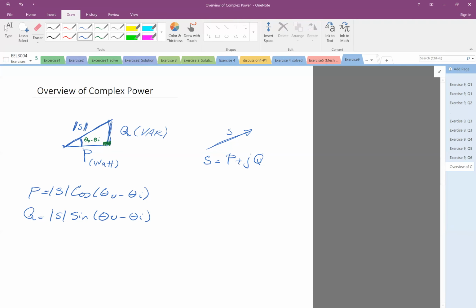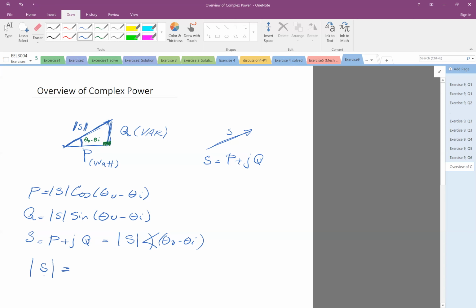And also another notation for S: as I mentioned, it's P plus jQ, which is Cartesian. In terms of polar, you can say magnitude of S times the angle. If you look at this angle, it is theta V minus theta I. So the phase of S is basically theta V minus theta I. And it's also very helpful to remember the magnitude of S.